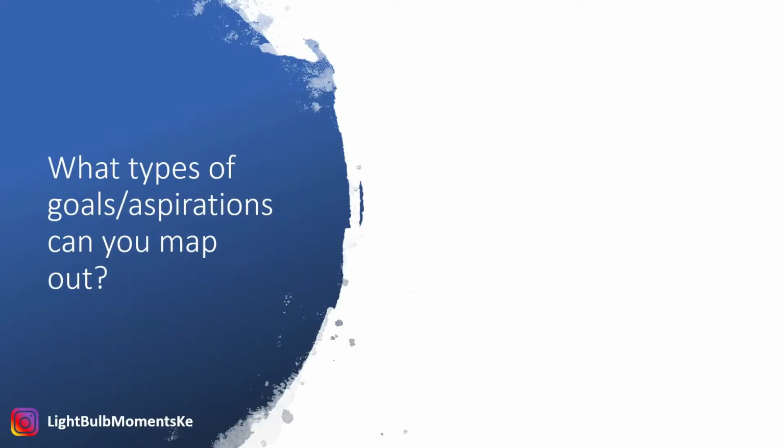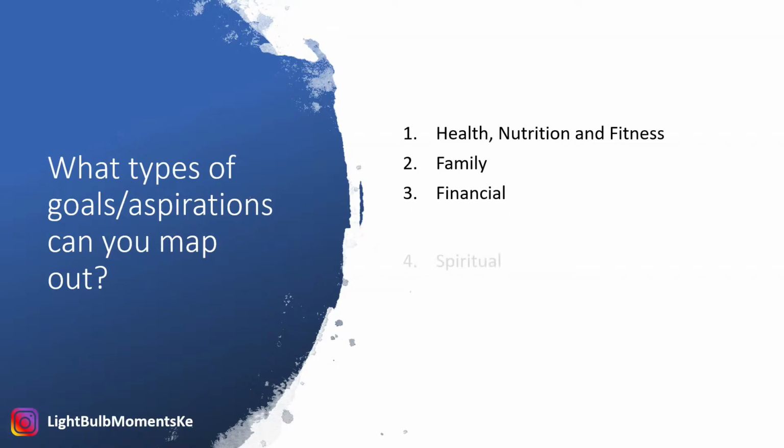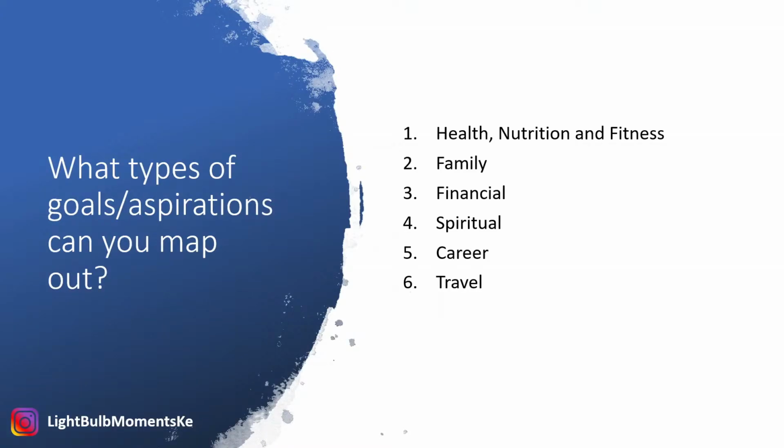So what types of goals and aspirations can you map out? You can map out family goals, spiritual goals, career goals, health, nutrition and fitness, travel goals, etc. It is up to you to decide what you want to map out. It is also important to have at least one goal per category, so that they are attainable and measurable, and things that you're pretty sure you're going to work towards achieving.